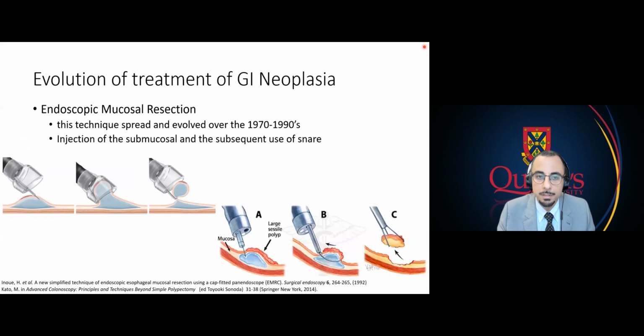But over the decades, EMR has evolved a little bit, not too much, but it has evolved a little bit. So we have some techniques where we use a cap, we inject some fluid underneath the lesion, we suction the lesion into the cap and snare it off. And then we can also just inject underneath the lesion and then just put the snare around it and cut it off. And this is typical of what we do for colonic lesions.